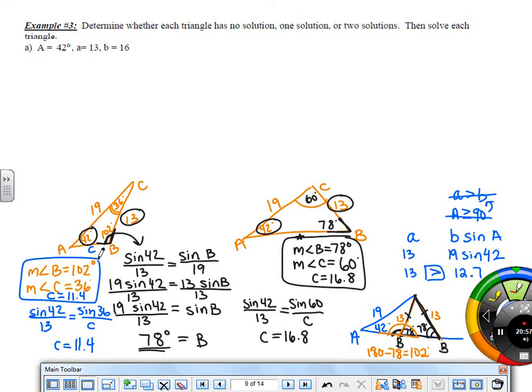Okay? So there are two triangles here. Or two solutions. And I would have to list both of them, which means this answer as well as that answer. Okay, so it's patience and work that's going to help you get through this process.